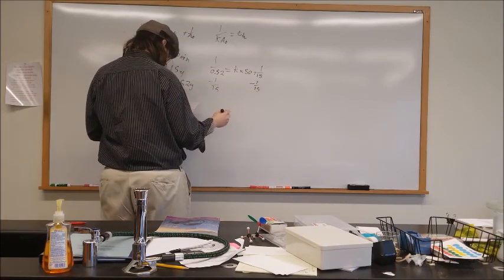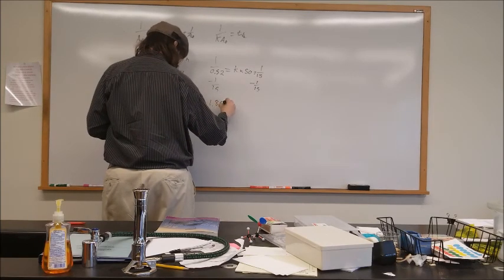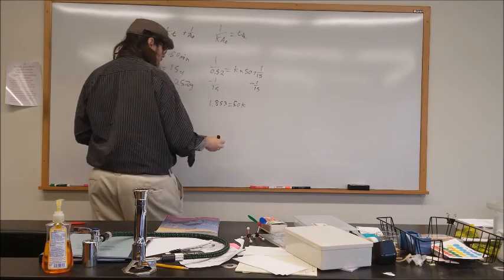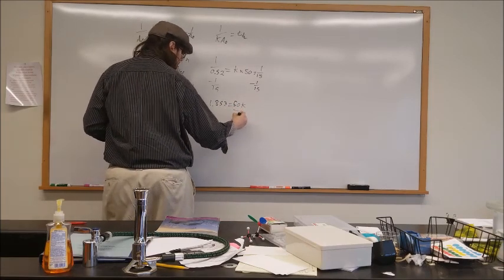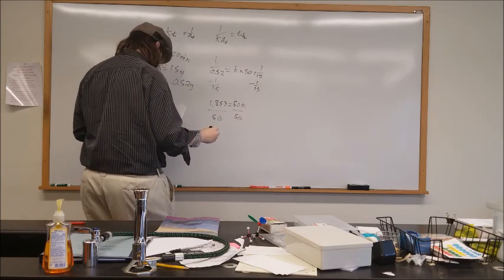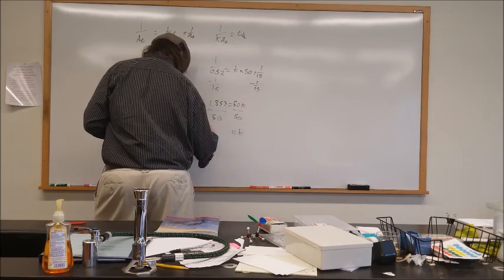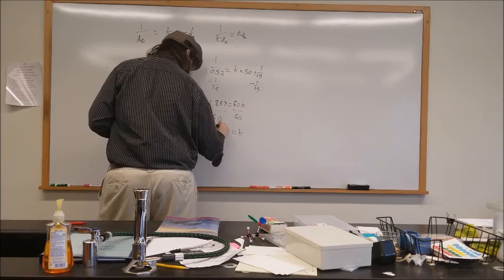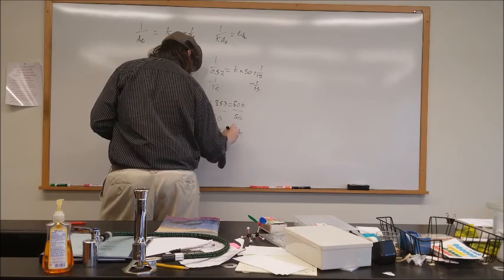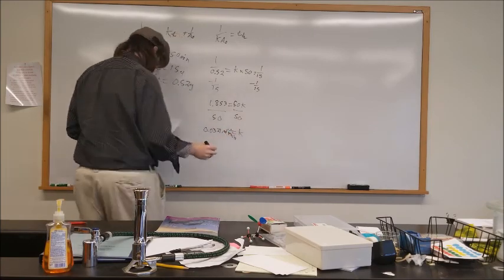And that's going to give us 1.853 equals 50K. We're going to divide both sides by 50. And that's going to give us our K of 0.0371 inverse minutes. It's 50 minutes.